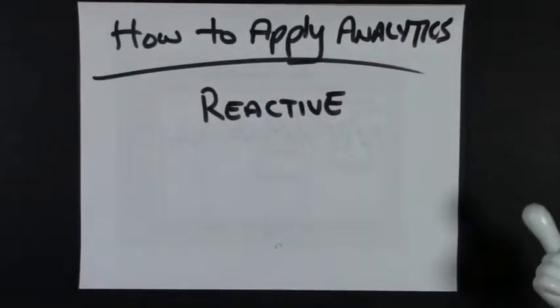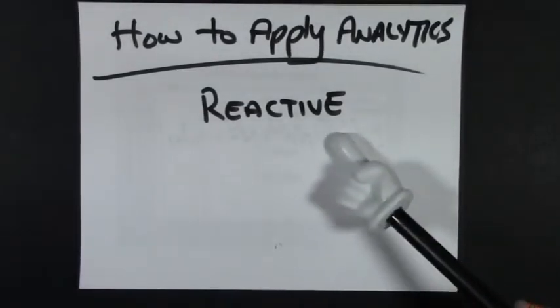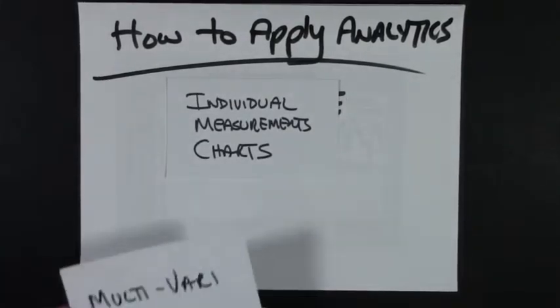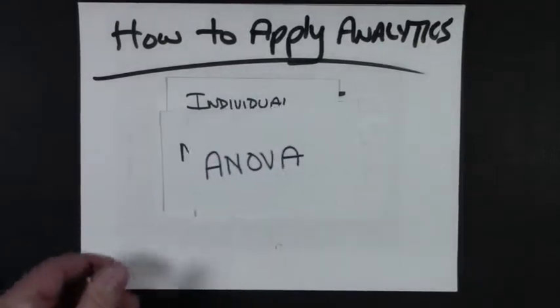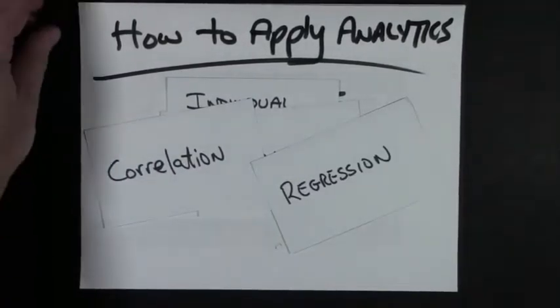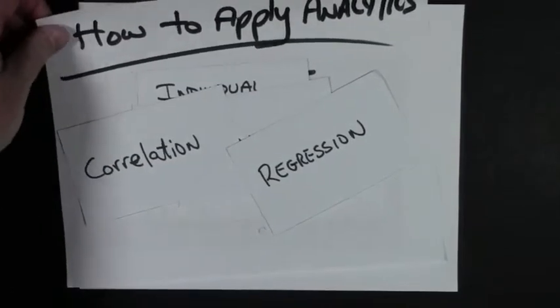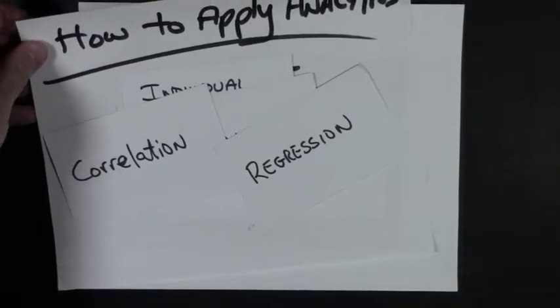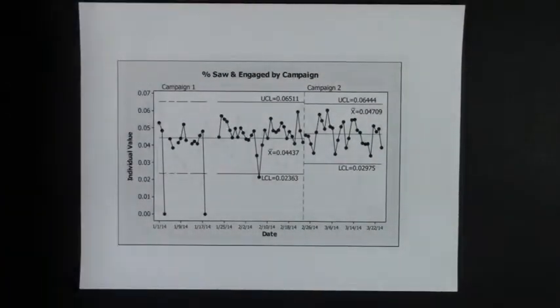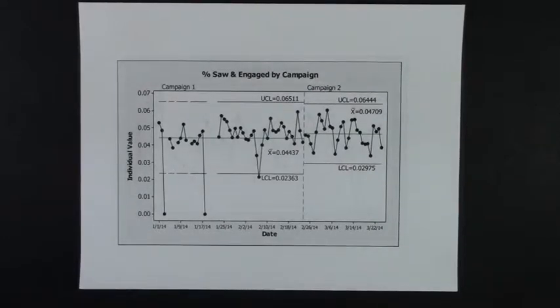All right, so how are you going to apply analytics? Well, the first way that you can do it is reactive. Now, reactive analytics would include things like individual measurement charts, multivariate studies, analysis of variance, correlation, regression. So let's take a look at some examples. Now, these examples are for a specific fan page with a specific brand, so that may not be equivalent to what you would see with your particular brand. So you're going to have to do your analytics on your stuff.